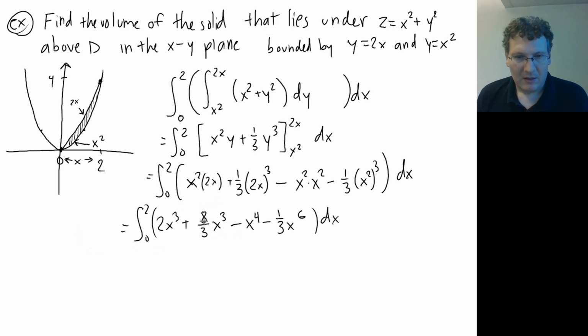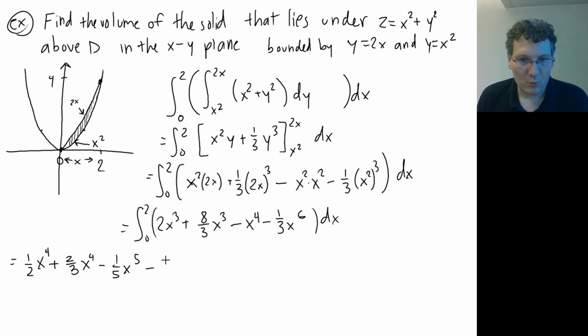Now, I could combine those two fractions, but I'd rather not, so let's not bother. Okay, let's do the integral of this. So we're going to get x to the 4th and then bring a 1/4, so it's going to be 1/2. That's 2 divided by 4. Plus, bring a 4 down there, so it's going to be 2/3 now, x to the 4th, minus 1/5 x to the 5th, minus 1/21 x to the 7th. And we're going from 0 to 2.